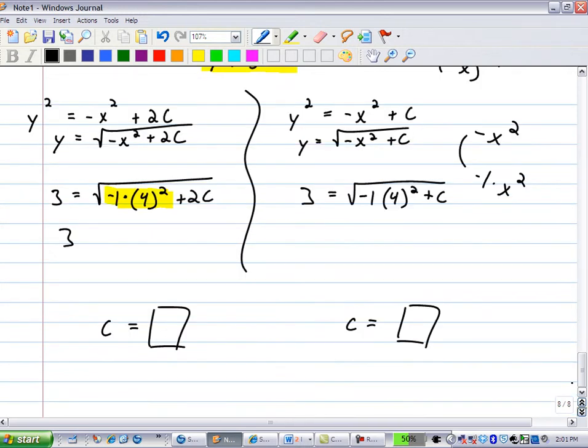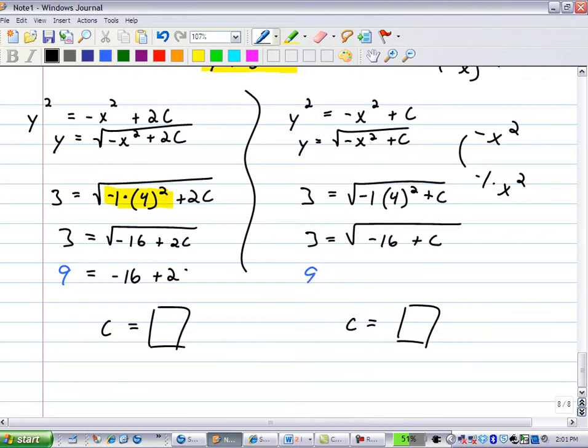Nonetheless, we got 3 equals the square root of -16 plus 2c, and this one, 3 equals the square root of -16 plus c. To isolate c, what do you do to both sides? Square both sides, so 3 becomes 9. You got 9 equals -16 plus 2c, equals -16 plus c. In the left-hand model, c is how much? Good job. And in the right-hand model, c is 25. So they ended up being different.